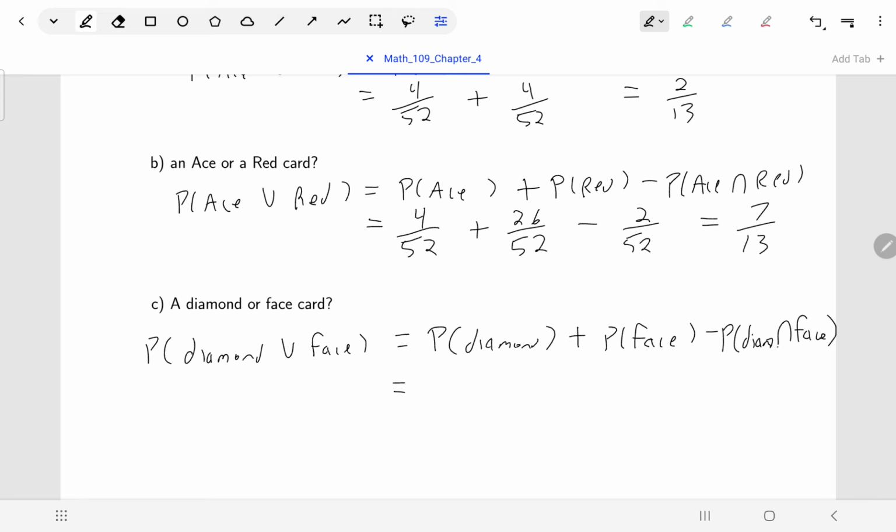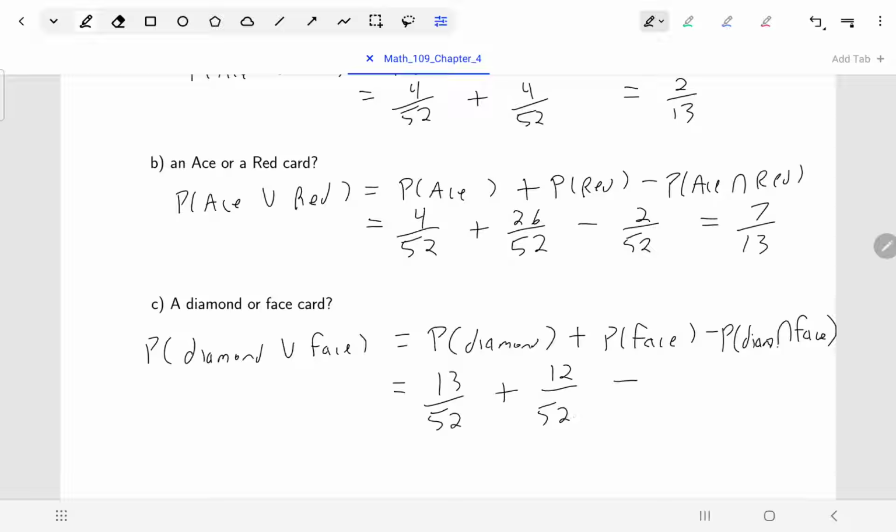So starting off with diamonds, in our deck there are 13 cards for each suit. So there's 13 out of 52 cards which are diamonds. And then adding on to that, the face cards. We know jacks, queens, and kings are the face cards, and there are 4 of each. 4 jacks, 4 queens, 4 kings, that's 12 out of 52 for face cards.